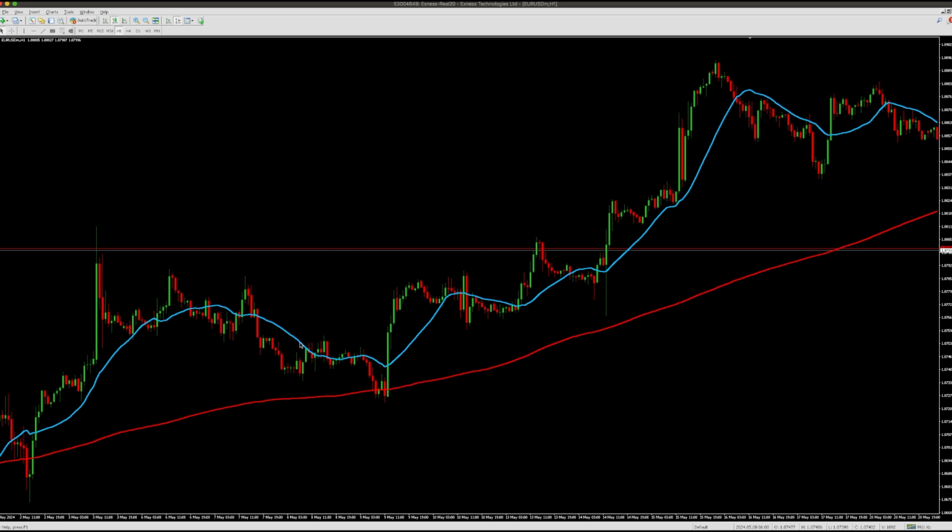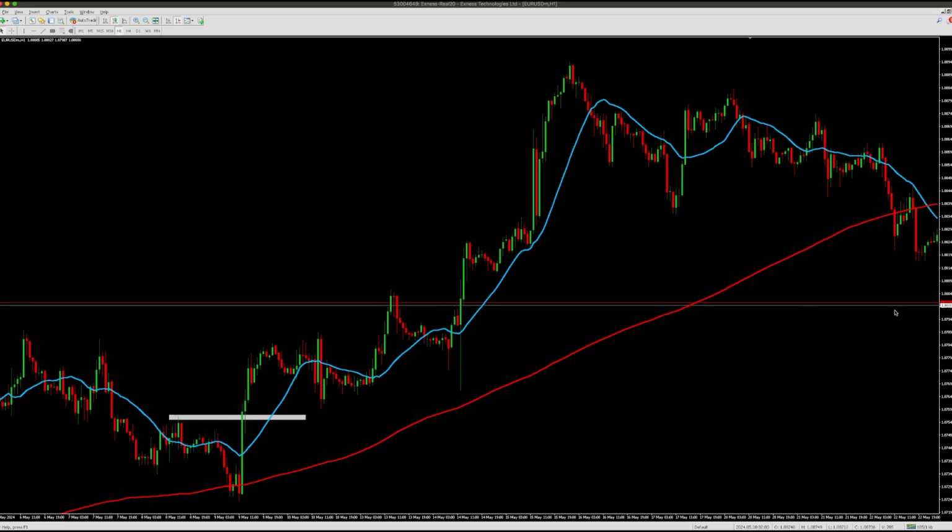This strategy is very simple. You want to wait for the blue 20 period moving average to be above the red 200 period moving average. That signifies that the market is trending to the upside. Then you want to look for or wait for market to break previous high, okay, which is this one. You see this area here. I don't know, let me zoom in.